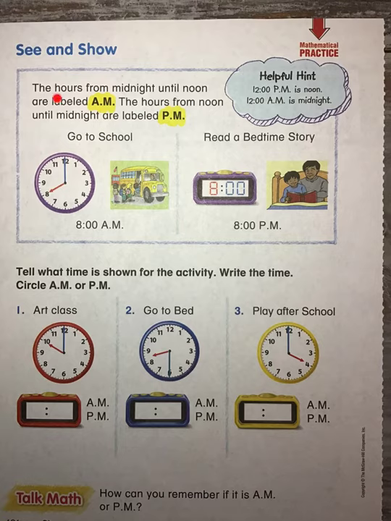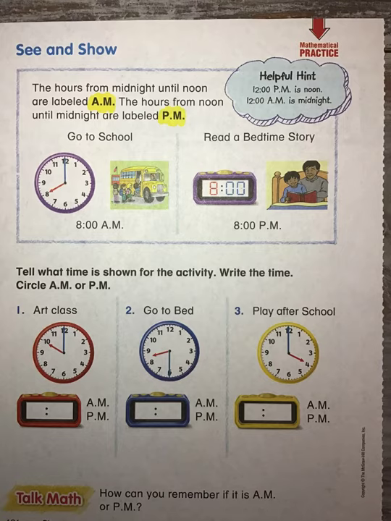Right at the top it says the hours from midnight until noon are labeled a.m. And remember, I like to think of a.m. and an easy way to remember is after morning, a.m. A for after, M for morning. The hours from noon until midnight are labeled PM or past morning. P for past, M for morning. So what time do we go to school? We go to school at 8 a.m., right? After morning or after midnight. And when do we read a bedtime story? We would read a bedtime story at 8 p.m. or past midnight or past morning.